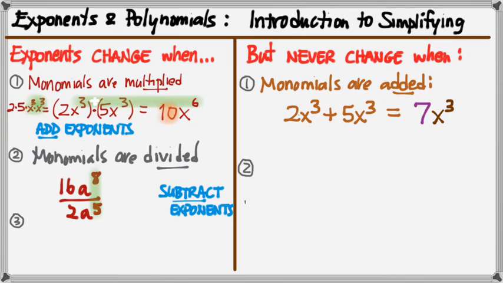So we'll take 8 and 5, and as we said, subtract the one on the bottom from the one on the top. 8 minus 5 is going to give me 3. Now, how about the coefficient? 16 on top, 2 on bottom. What's going to happen with that? All right, we're just going to treat that like it's an ordinary division problem. 16 divided by 2 is going to leave me with 8. So exponents do change when we divide monomials with the same base. When we divide monomials, the exponents subtract.